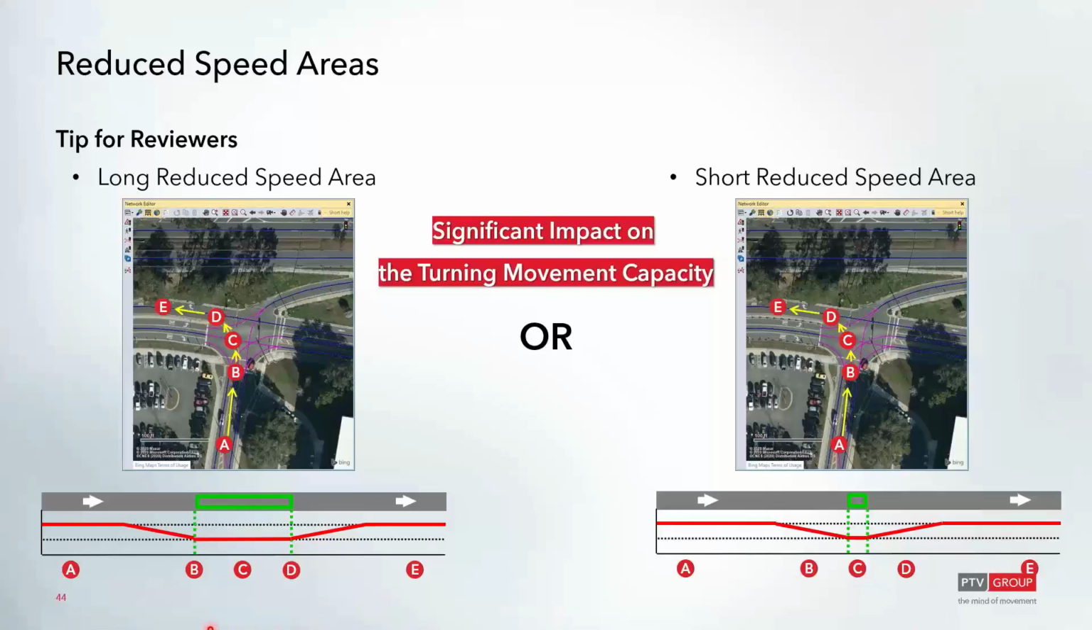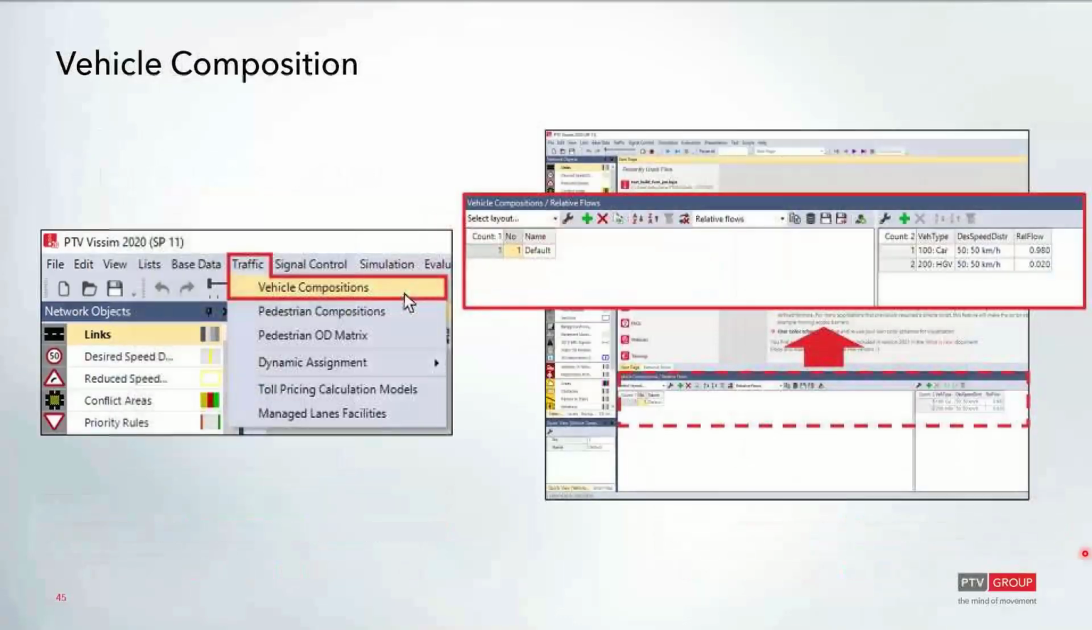So these differences in geometry can really impact that vehicle behavior and really have a significant impact on the turning movement capacity. So it was just a note that we wanted to bring up and point out that these differences can really impact the capacity. So just an item to keep in mind as you're modeling and also reviewing these models.